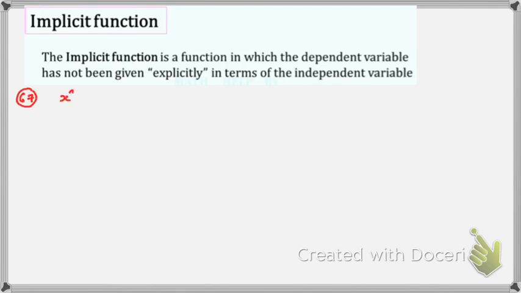As an example, if you look at this question 67, it says x square plus y square is equal to 3xy plus 5. Your dependent variable is y, and it's not written like y is equal to f of x. So that's an implicit function because y is not explicitly written in terms of x. When you try to differentiate this kind of a function, we need to know another thing. I'm going to show one or two examples.